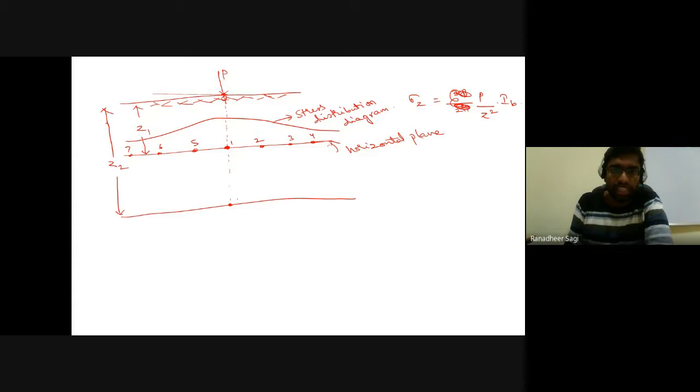Once again, let me call this point the 1 dash point. This is the 2 dash point, this is the 3 dash point, this is the 4 dash point. And likewise, on the other side, it is the 5 dash point, 6 dash point, 7 dash point.